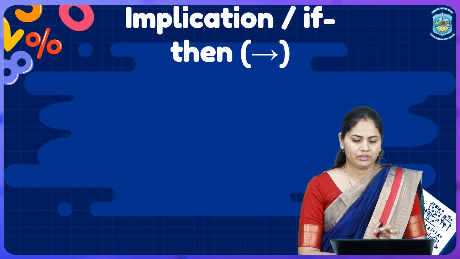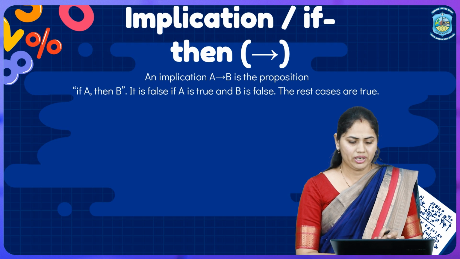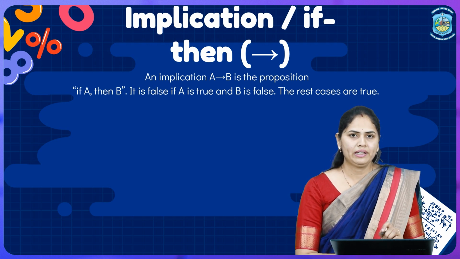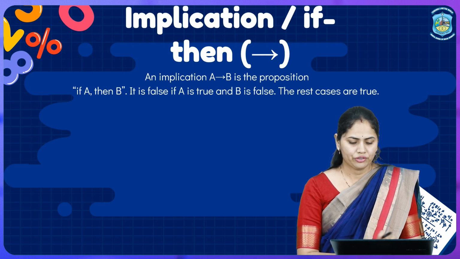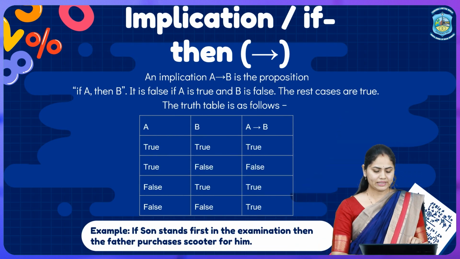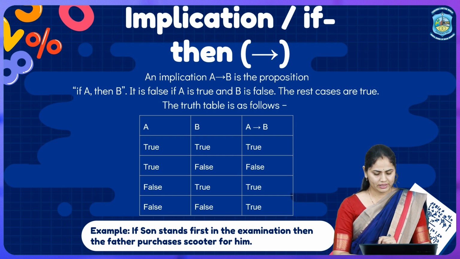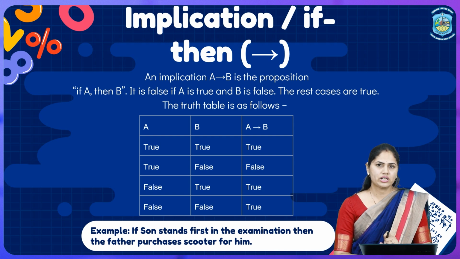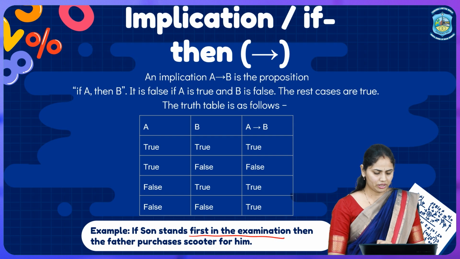Then comes if-then, which is simply a conditional operation. Here, if A then B. It is false if A is true and B is false; the rest of the cases are true. Let us see one example. If the son stands first in the examination, then the father purchases a scooter for him. These are the two statements, and here is a condition. What is the condition? If the son stands first in the examination.